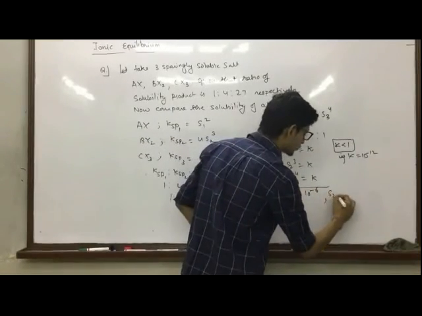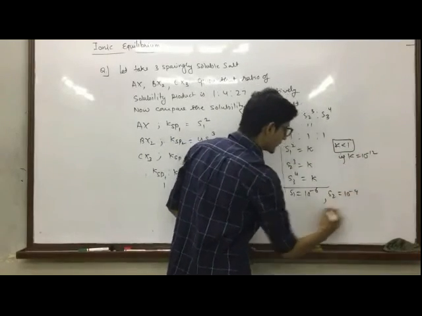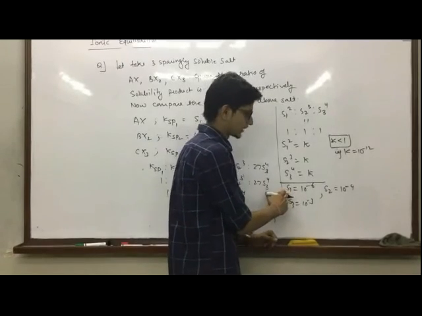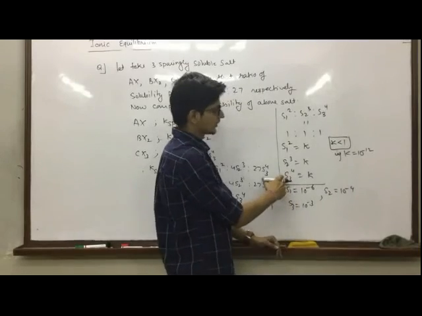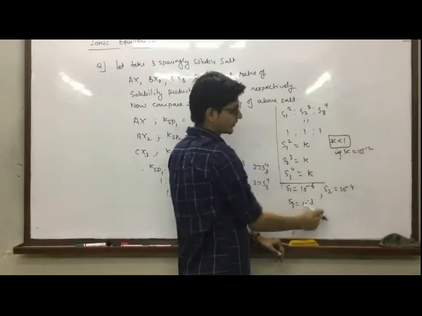From here, S2 will be the cube root of 10 to the minus 12, that will be 10 to the minus 4. And S3 to the power 4 equals 10 to the minus 12, and the fourth root of 10 to the minus 12 will be 10 to the minus 3. So the value of S1 is 10 to the minus 6 and the value of S2 is 10 to the minus 4.